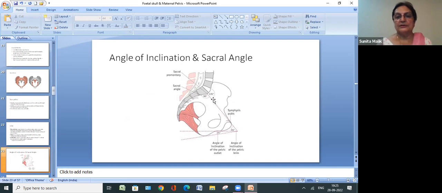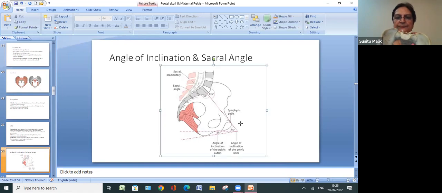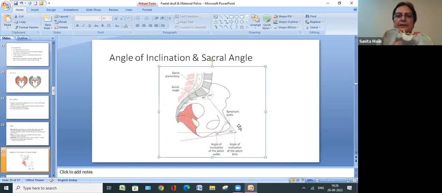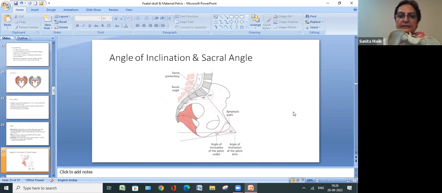This is what I was talking to you about: a plane drawn from the symphysis pubis to the sacral promontory, and a horizontal line. The angle between the two is 55 degrees. Similarly, the outlet is also like that, and that is a 35 degree angle in the inclination of the pelvic outlet.